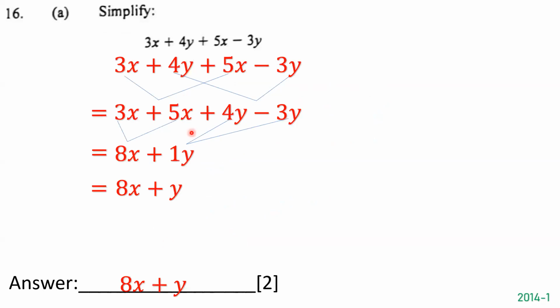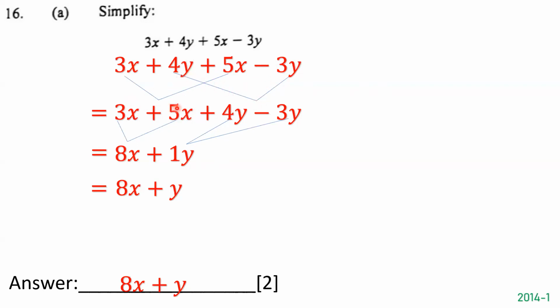Okay, let's move on to the next question. Here we have 3x plus 4y plus 5x minus 3y. Again, the instruction is to simplify. We're going to bring together our like terms. And so we have 3x and 5x. Let's bring them together. So we have 3x plus 5x. And then we have 4y minus 3y. So 4y minus 3y, we bring them together.